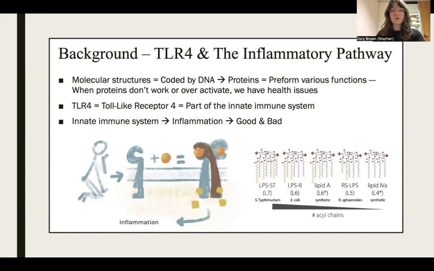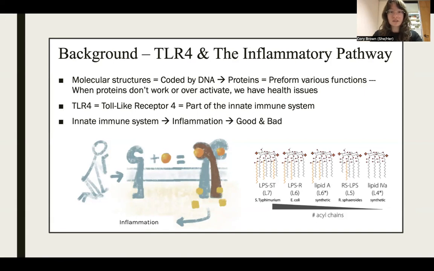First, TLR4, toll-like receptor 4, is a protein, a molecular structure encoded by DNA that performs various bodily functions. Often when proteins don't work or overactivate, we end up having health issues. TLR4 is a protein that activates a portion of our immune system, inflammation. Inflammation is a vital process that our bodies use to remove foreign entities and help restore function to damaged tissue.